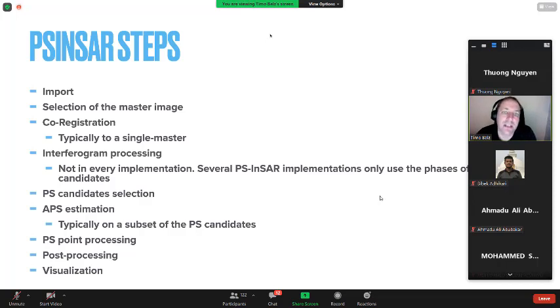The co-registration is to a single master image, right? We co-register it to one image, even if we later process interferograms differently. We co-register them to one image, so they all have the same coordinate system.